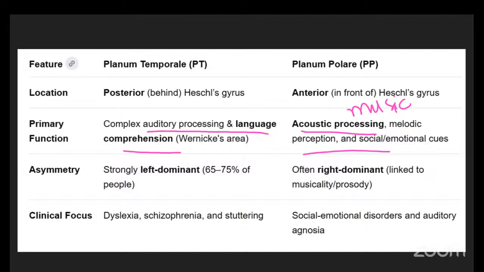It's bigger in the dominant cortex. There is asymmetry, strongly left dominant. Usually the planum polare is right dominant. So the music side is the right brain. If there is any injury or lesion around the planum temporale, then dyslexia, schizophrenia, stuttering can happen. If there is any injury, or if we take the planum polare out during anterior temporal lobectomy, the patient can have social emotional disorders and they will lose the ability to perceive music. So they will have auditory agnosia.